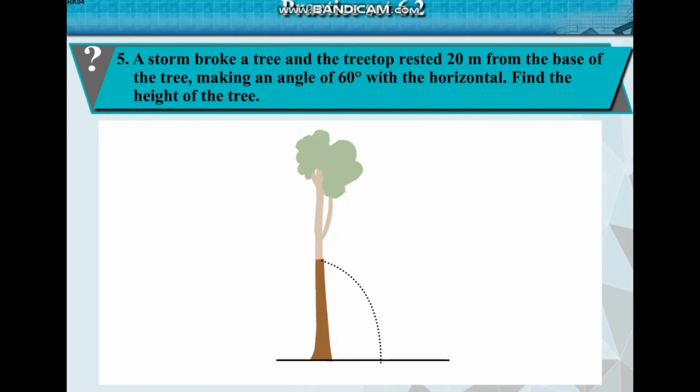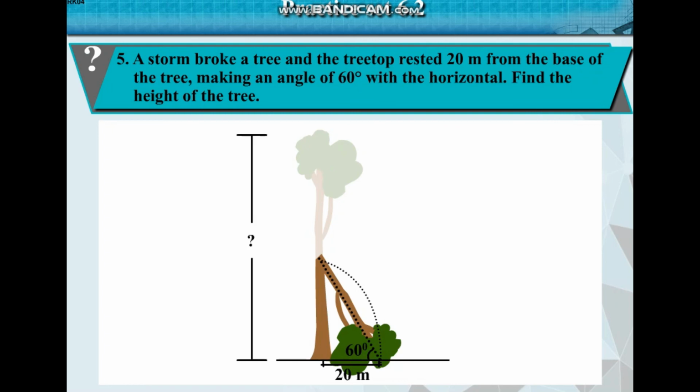A storm broke a tree and the tree top rested 20 meters from the base of the tree, making an angle of 60 degrees with the horizontal. Find the height of the tree.